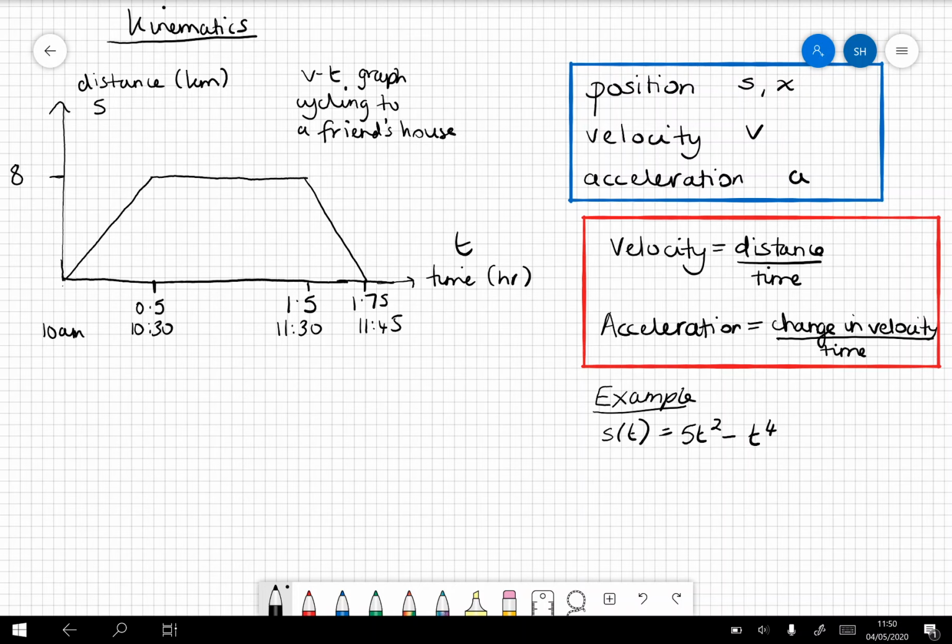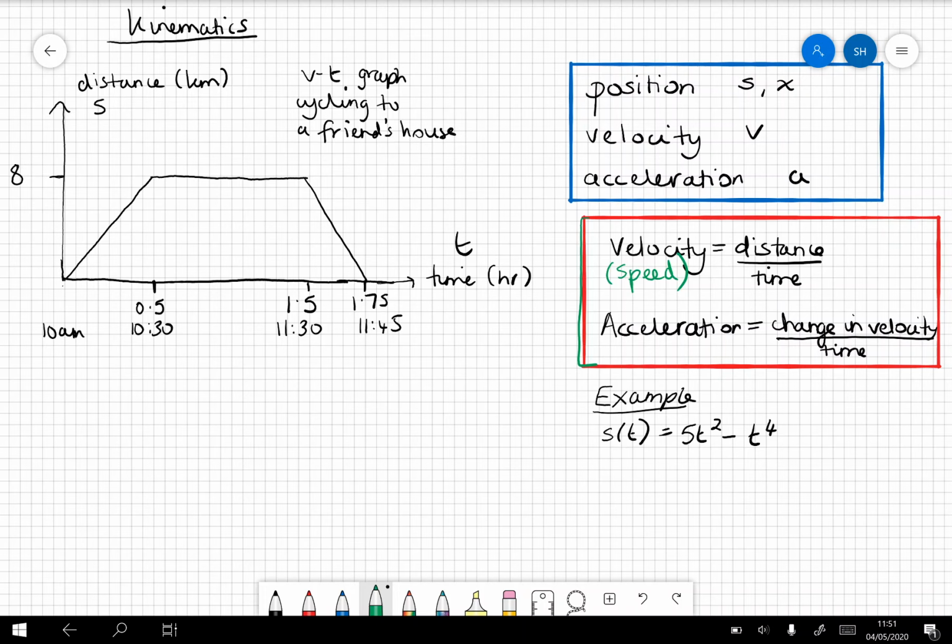So I'm going to start by just considering some of the things that you might have seen in physics or in science when you're younger. So that's this red box over here. So these two equations, you probably have seen before. So velocity, and you might have seen it described as speed, being distance over time, and acceleration being change in velocity over time. So you will probably have seen those equations in your science lessons when you were a bit younger.